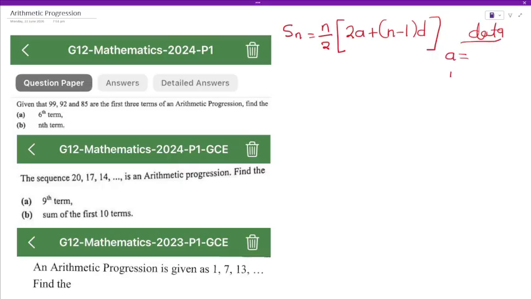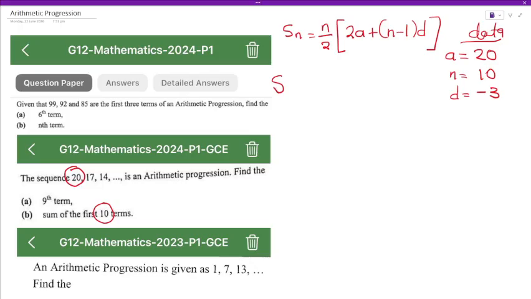You need A, you need N, you need the common difference. So what is your A? Go to your sequence. Your A is 20. You write your 20. What is N? Go to the question. They're asking me to find the sum of the first 10 terms. So meaning my N is 10. What is my common difference? I go to my sequence. The common difference we found was negative 3. It's the same question. Plug this into your formula and solve.